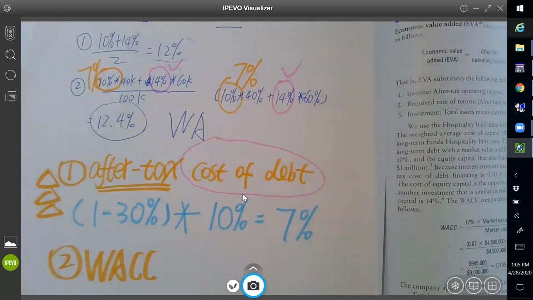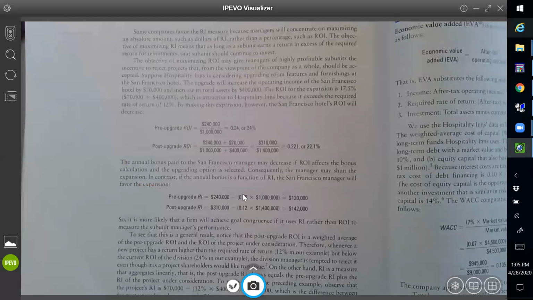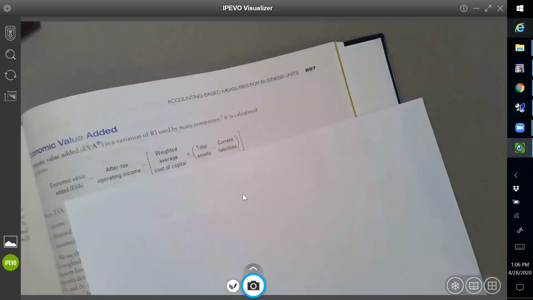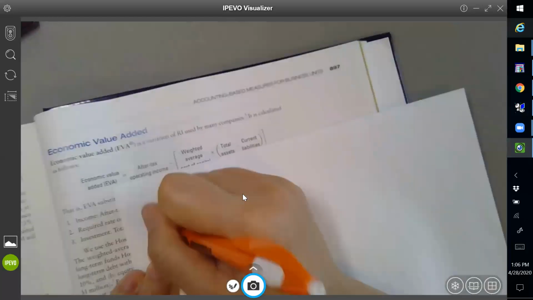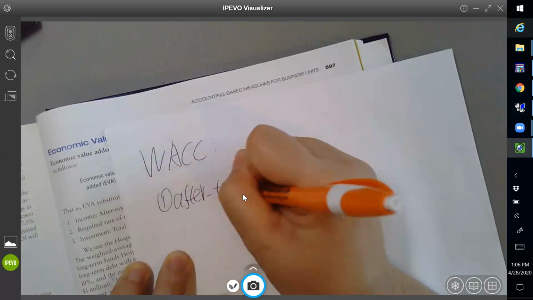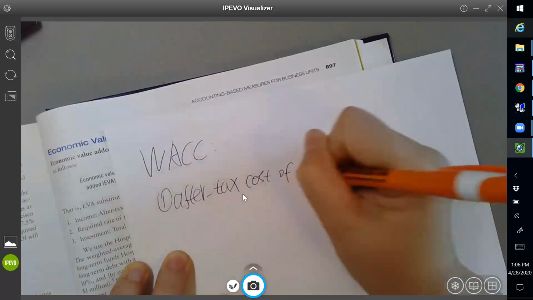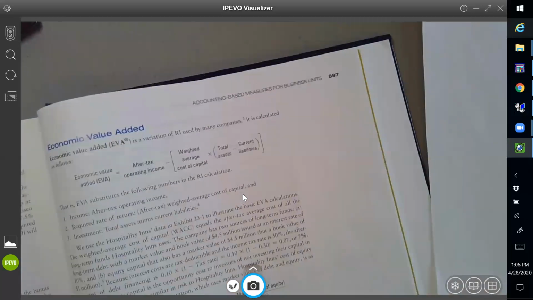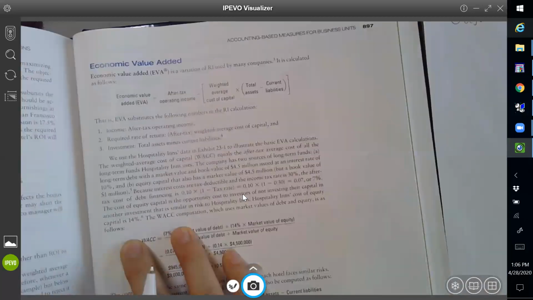Does this make sense? Yes or no? You said, I kind of got the idea, but I want to practice with you. No problem. Let's look at this question together. Remember, we said in order to get WACC, weighted average cost of capital, first is the after-tax cost of debt. Let's look at your textbook example, your tax example.